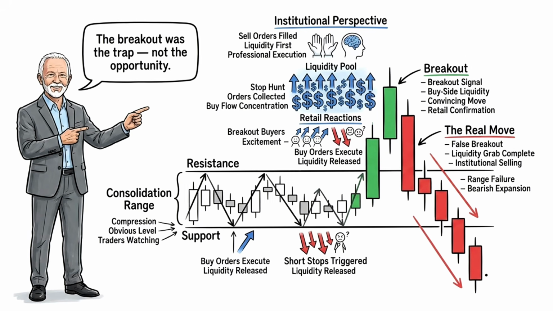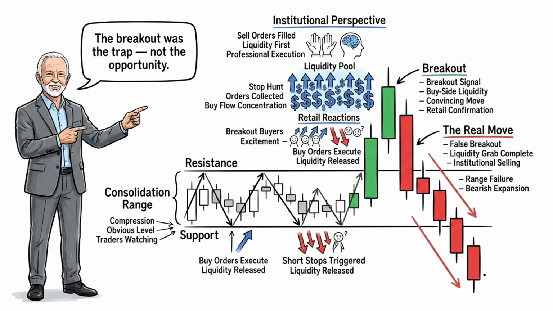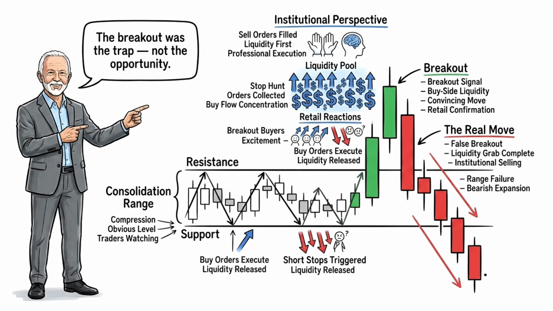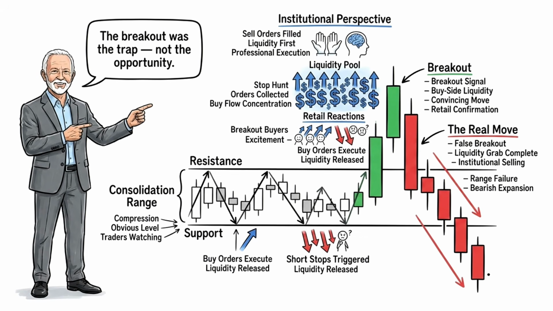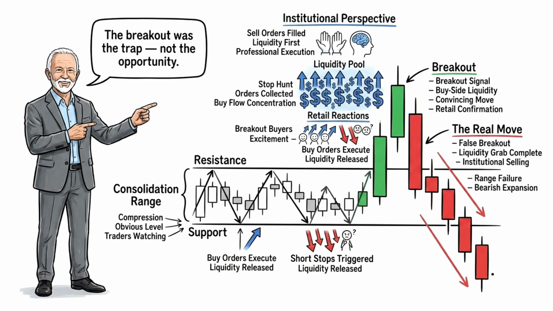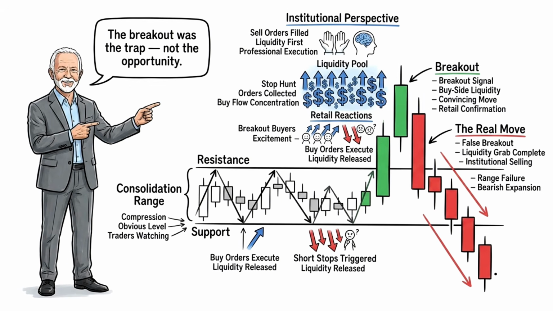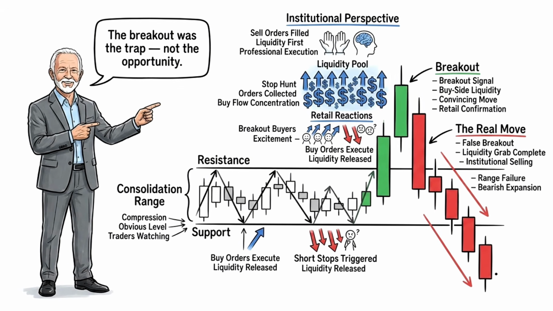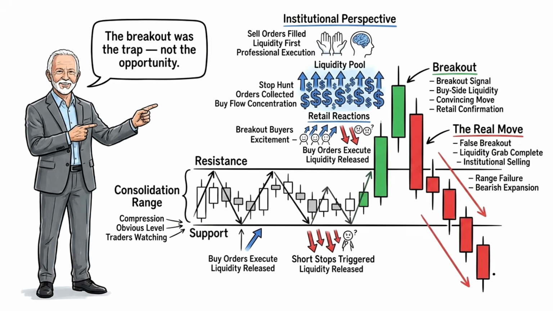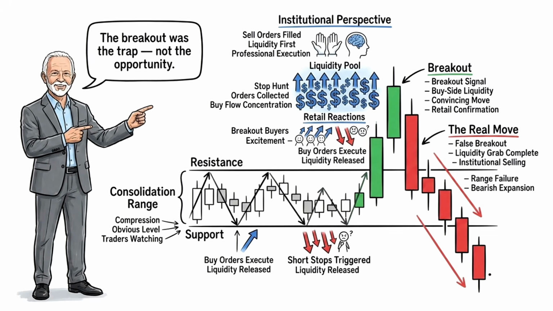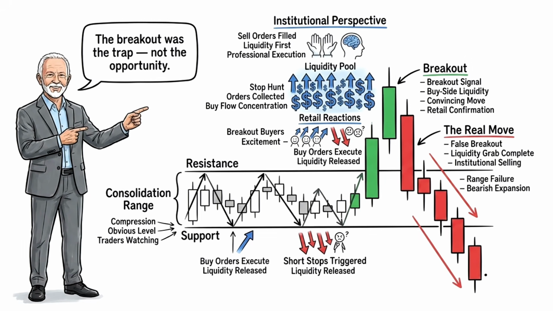Then it breaks convincingly above resistance, triggers breakout buyers and flushes shorts, only to reverse back inside the range and ultimately break the opposite direction. The real move was always lower. The breakout above resistance was pure inducement, grabbing buy-side liquidity before the institutional sell order could be filled.